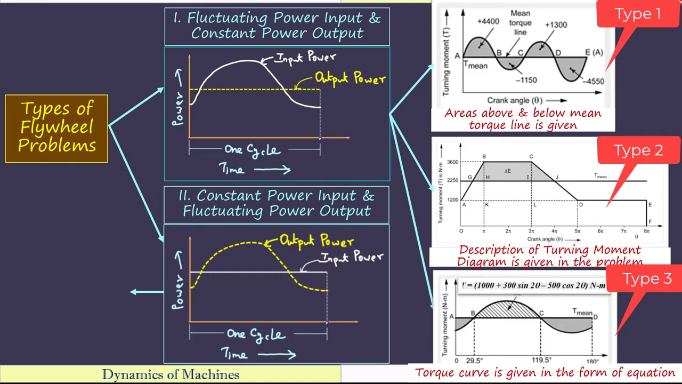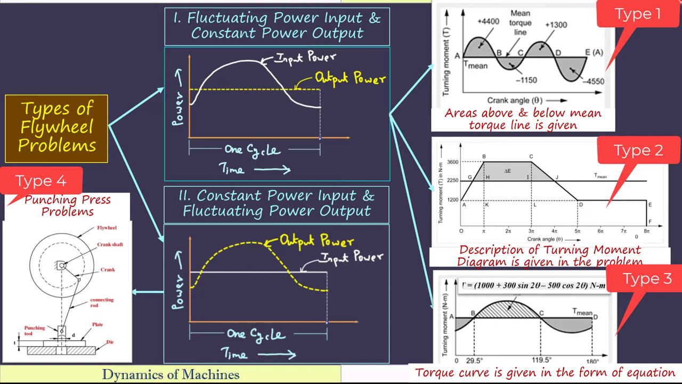The fourth type is known as punching press and riveting machine related flywheel problems, wherein we have an electric motor having a constant power input, whereas the output power required would be highly fluctuating. In this case, we may not be given directly the turning moment diagram. Instead, the related data will be given in other form. So this requires a slightly different approach. So these are the four different types of problems. Is that clear for you? Yes. What we are going to do in this lecture video is solve only type 1 problem. Shall we proceed? Yes.